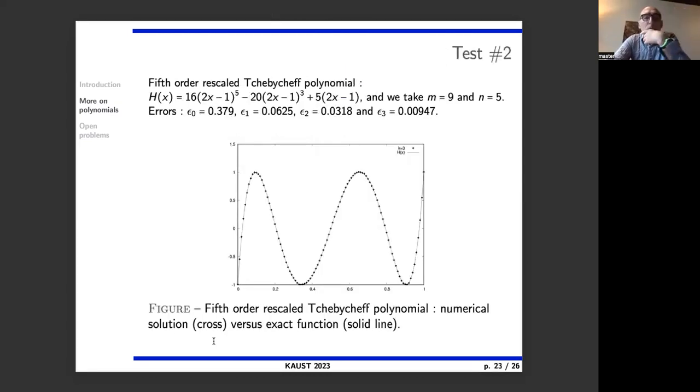And just to show you, this is another polynomial. Here I took 9 intervals. This polynomial is of degree 5. And after a certain number of iterations, these are the errors, it is converging. Okay, this is another polynomial.